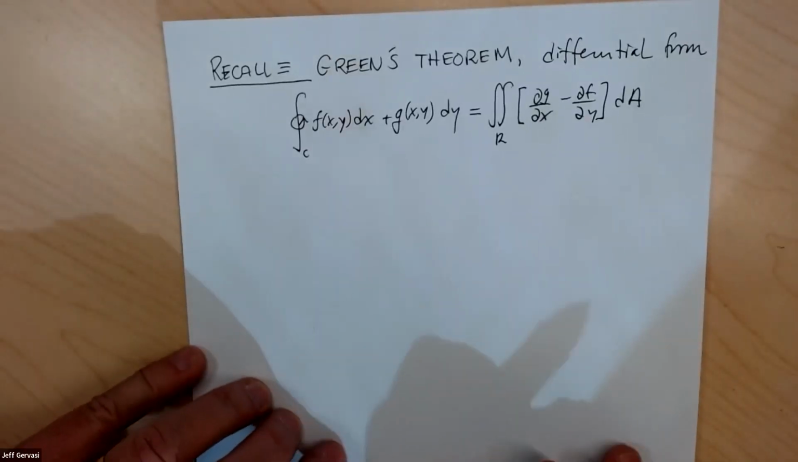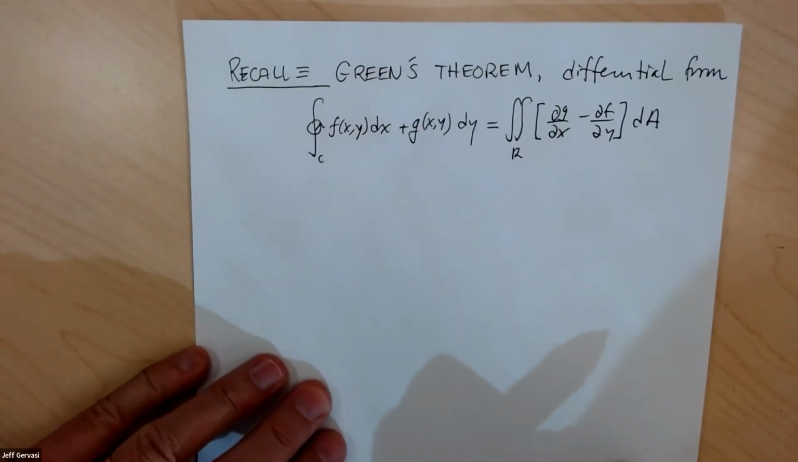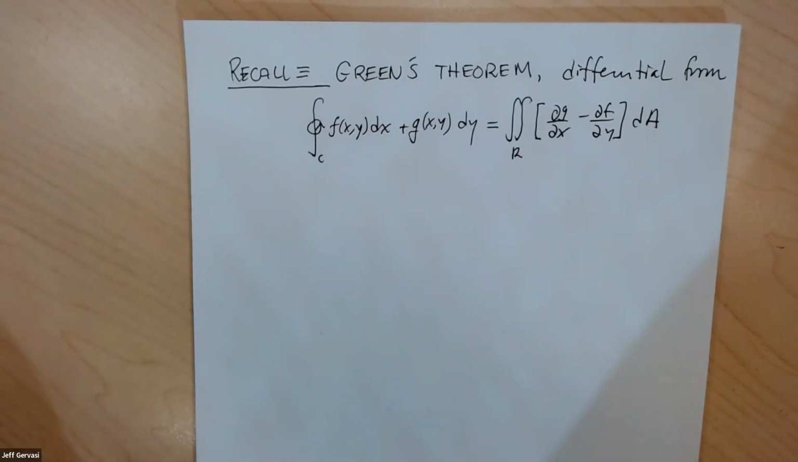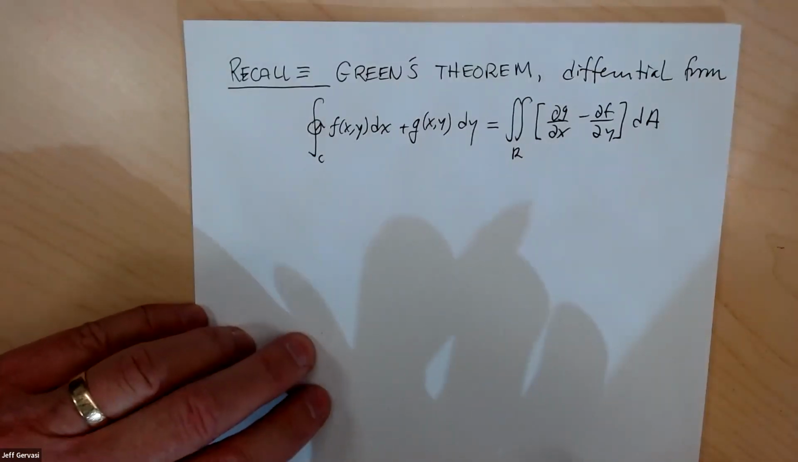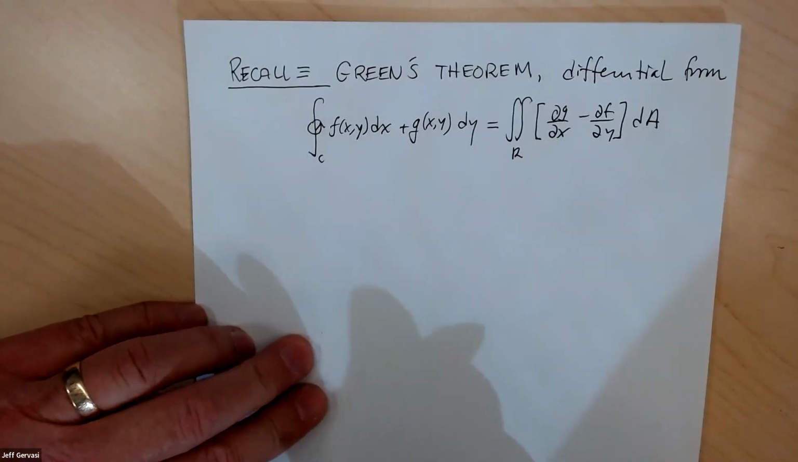Okay, I want to show you an example. This is a rather clever example of using a line integral to calculate the area of a region. And we start out with Green's theorem, and I'll show you, we don't usually do this kind of thing. It's just an interesting application. I think you might like it.